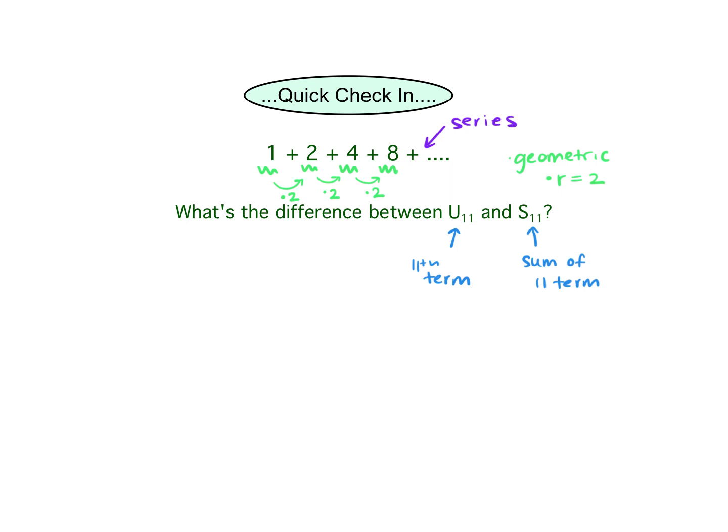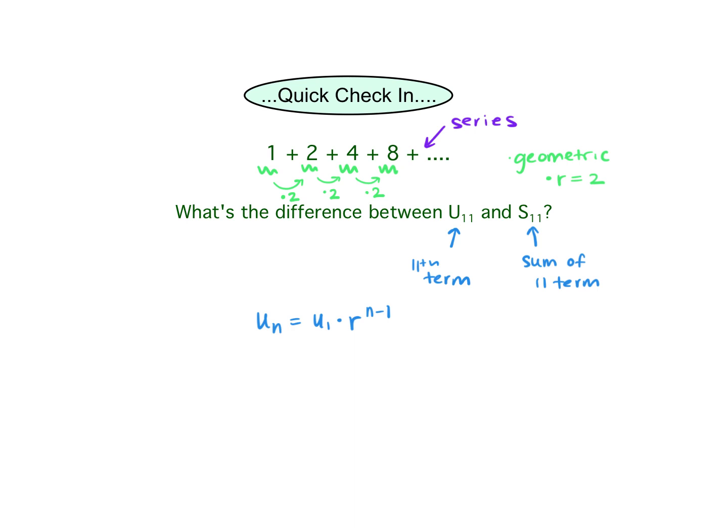So I know I'm going to use different formulas, but I'm going to pick the 2 formulas that fall under the geometric category. Again, you do not need to memorize these formulas. For the 11th term, I would use the formula with the U that falls under the geometric column, which says take the first term times the common ratio to the power of n minus 1.